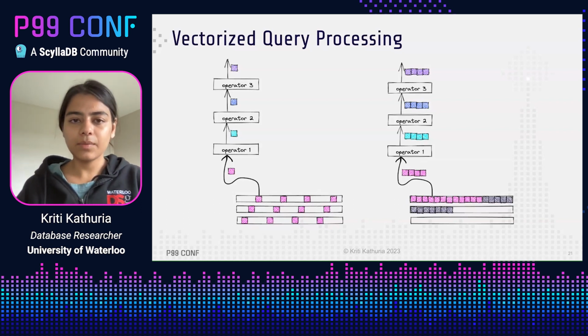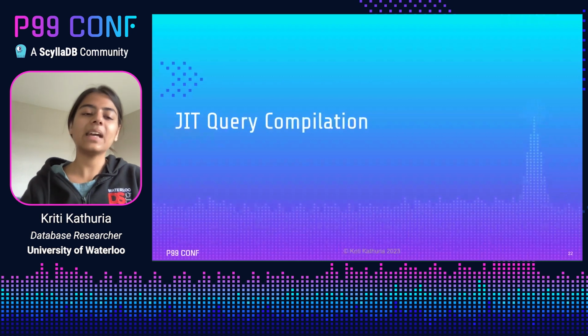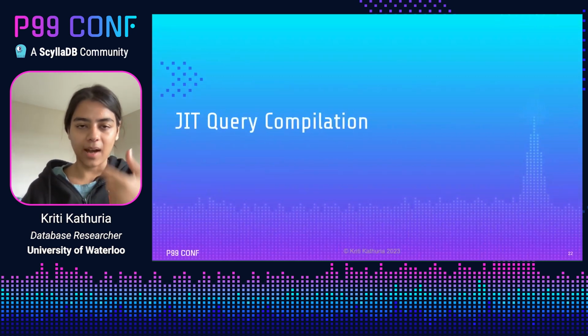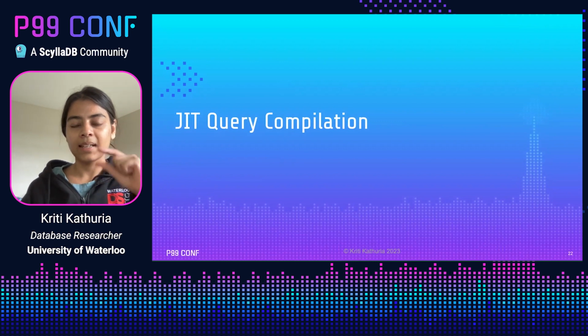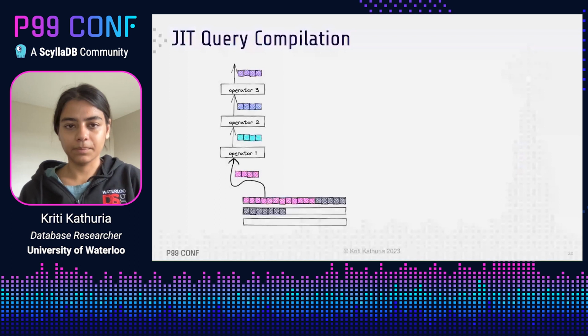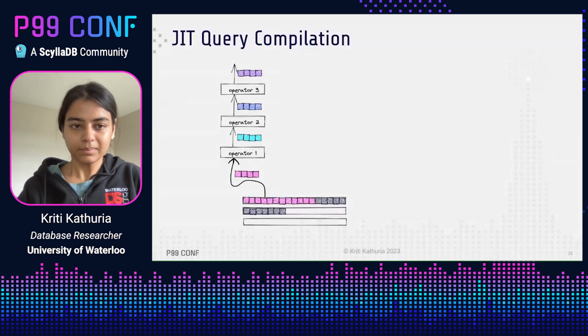More can be done when it comes to CPU efficiency, which is what the next technique talks about: JIT query compilation, just-in-time query compilation. The idea behind JIT query compilation is that the code that actually runs to produce the result for a given query is generated at runtime. That is the idea behind JIT query compilation.